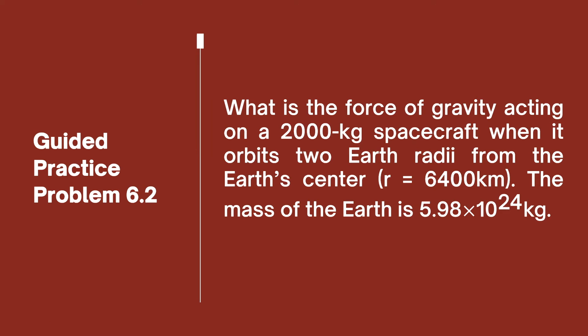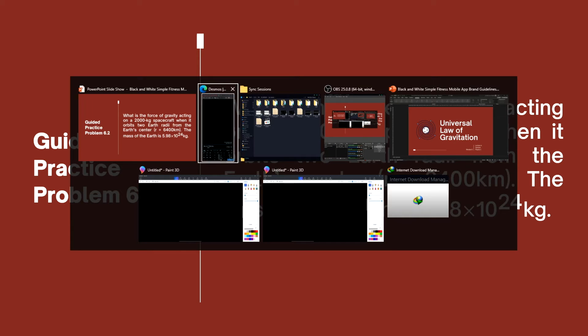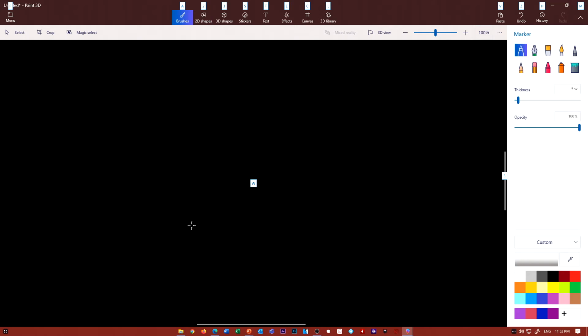Okay, so here's guided practice problem number 2. So what is the force of gravity acting on a 2000 kilogram spacecraft when it orbits 2 Earth radii from the Earth center? So just some fancy words. Regardless, it's still easy. Alright, so the mass of the Earth is there. Okay, so let's proceed on solving that.